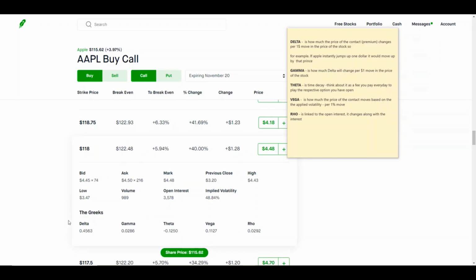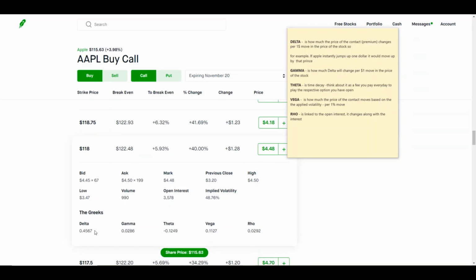Alright, so the Greeks. Me personally, I pay a lot of attention to delta and theta, so I'll talk about theta in a bit, but first let's get started with delta. So delta basically is how much the price of the contract changes per $1 movement in the price of the stock, right? As you can see, I'm using Apple and the current share price is $115.60. So if this shoots up to $116.60, the price of the contract is going to increase by this value in the delta section, right? So that's all what that means.